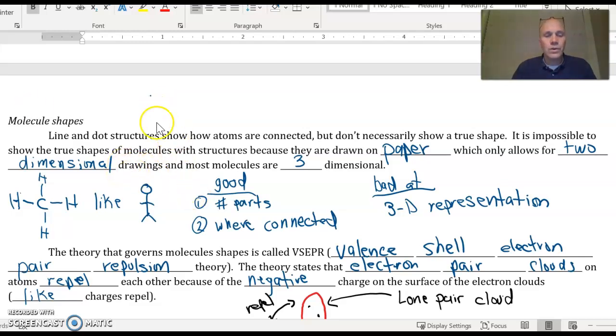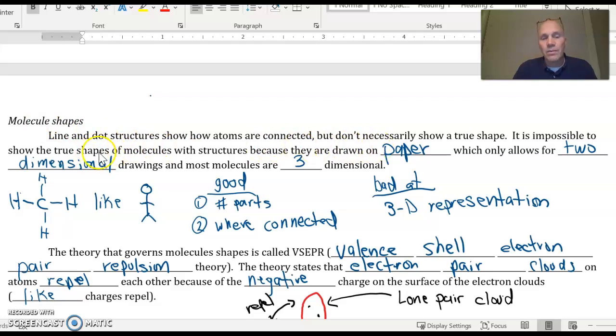So in the earlier videos, we were talking about how to do the Lewis structures, and that's where you take the atom fragments and you figure out what kind of different bonds could get formed. There's a couple of good things about these structures that you can draw, but they also have their limitations. And in this video, we're going to talk about molecule shapes.